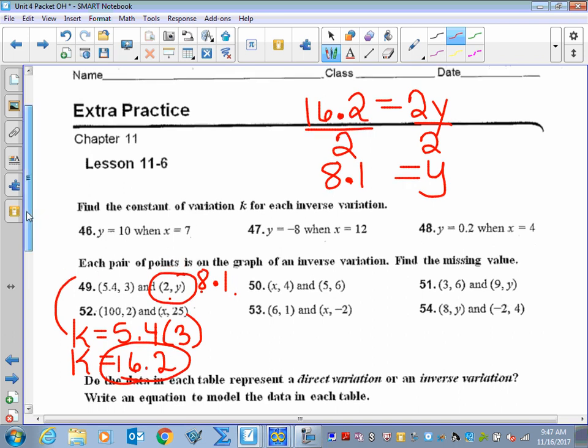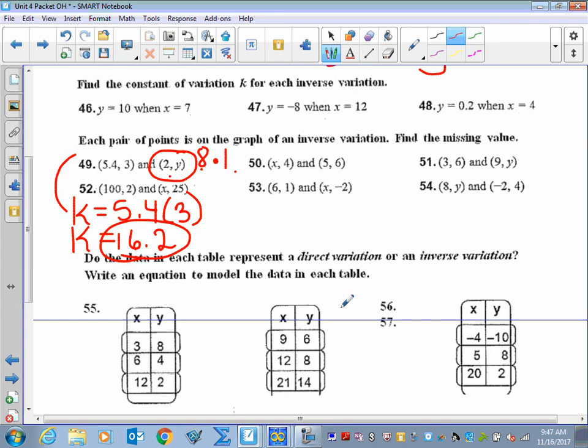All right. So for this page, you're going to actually stop at the table. This last table right here, this is where you stop.